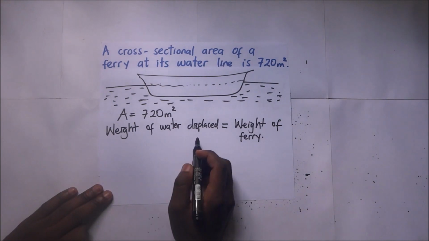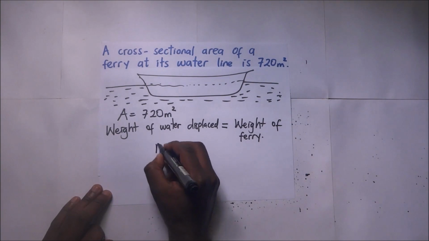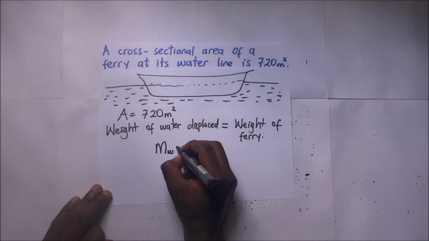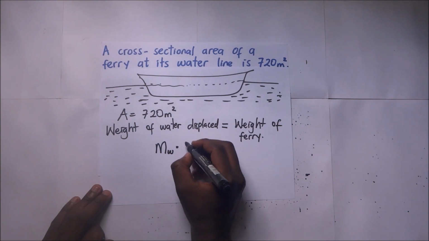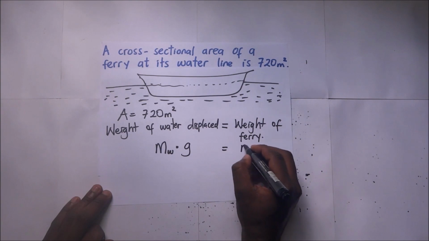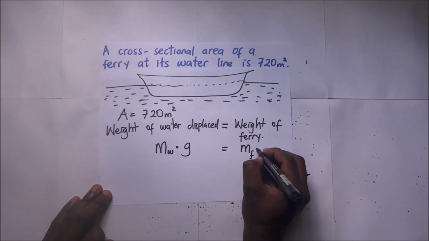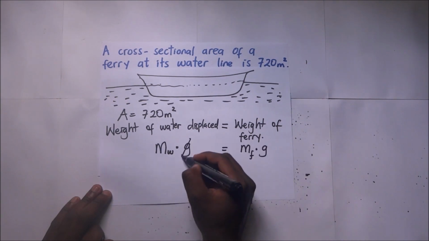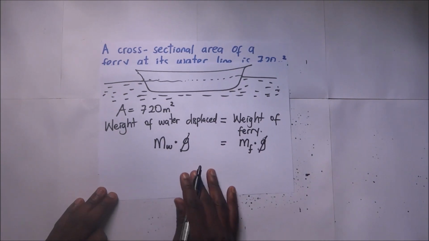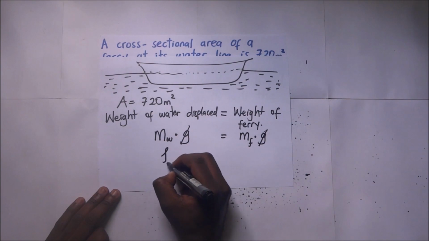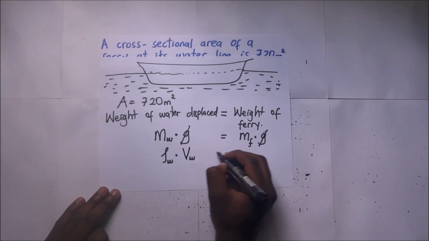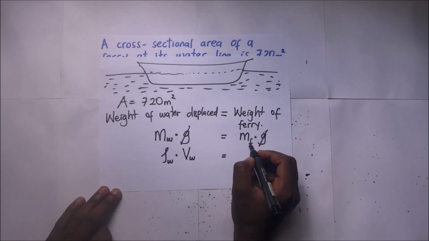Of course, the weight of the water displaced is given by the mass of the water multiplied by gravity. That is equal to the weight of the ferry, which is the mass of the ferry multiplied by gravity. Of course, these values of g will cancel, and we remain with the mass of water. The mass of water is given by the density of the water in the sea multiplied by the volume of the water. That is equal to the mass of the ferry.